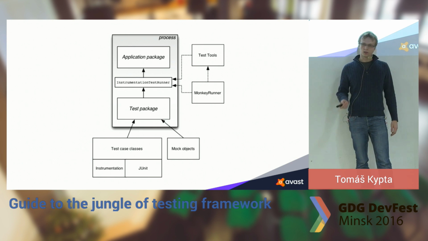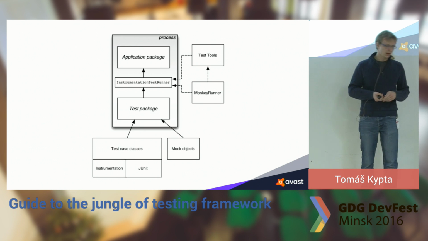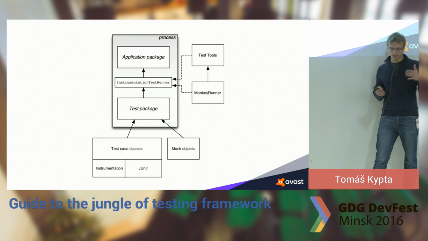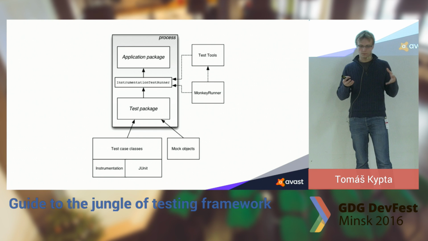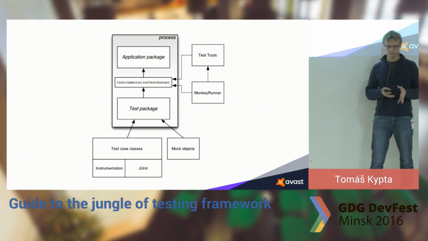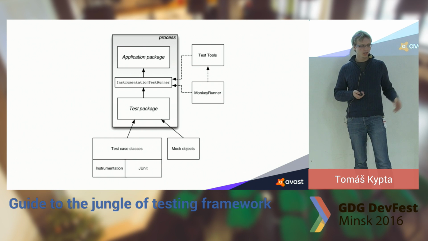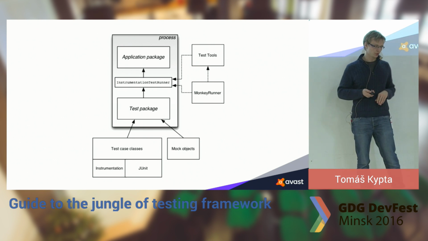How does it work? You have your application package, and then there's the instrumentation test runner, which is hooked to your application. There's test code which contains your tests and mocks of your classes, and this code is applied to your application through the instrumentation test runner.